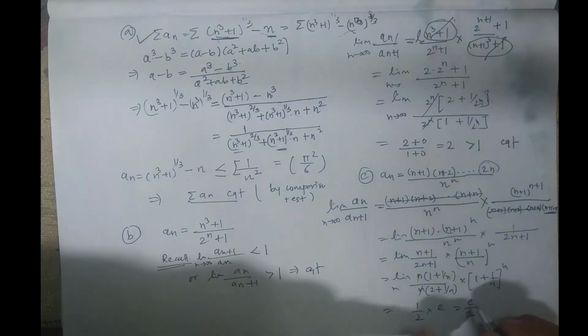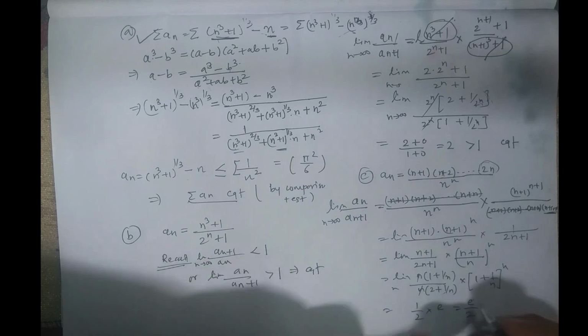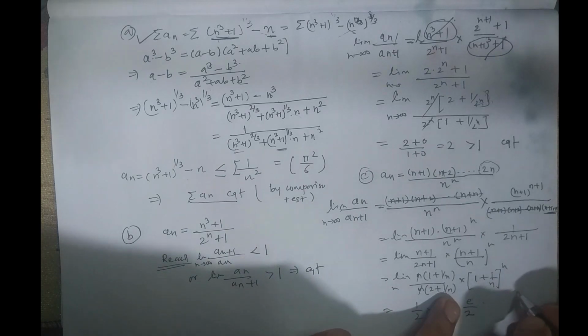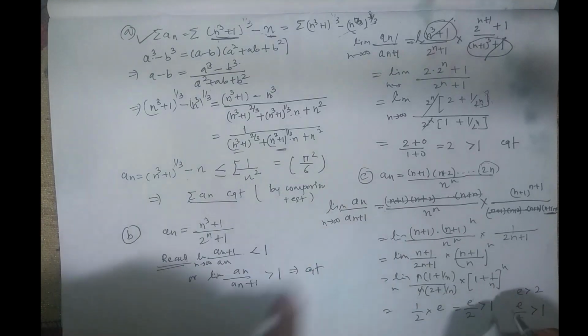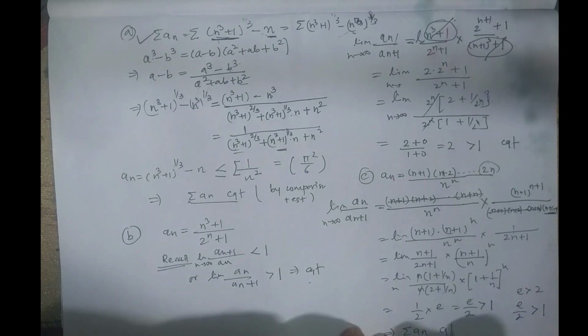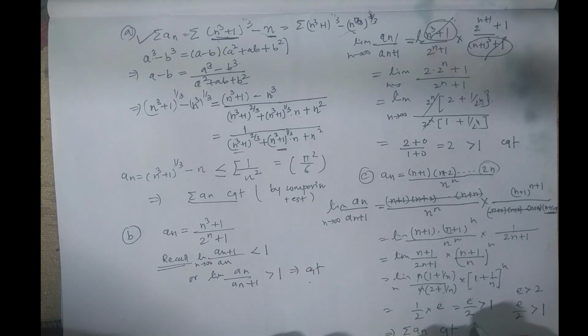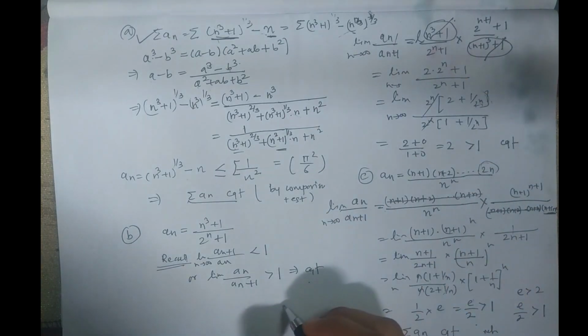Now you tell me whether e by 2 is greater than 1 or less than 1. The value of e is nothing but 2.718, which is greater than 2. When e is greater than 2, e by 2 will be greater than 1. So whenever this is greater than 1, my series is convergent. So this series is again convergent by ratio test. If I look at the options, all three options are correct. So my options A, B and C are correct.